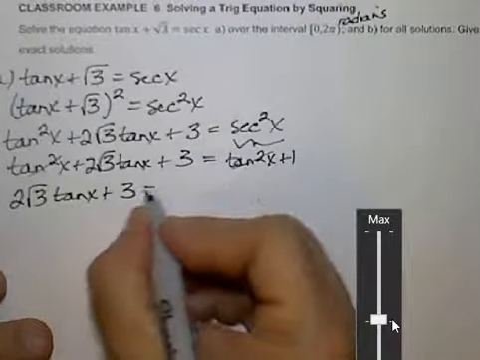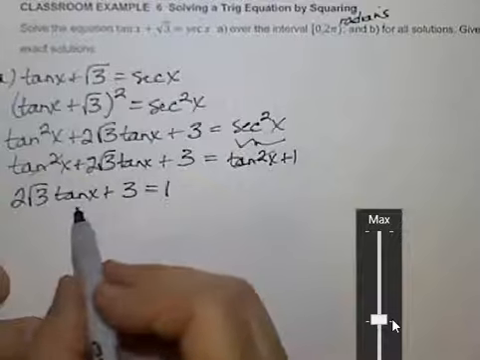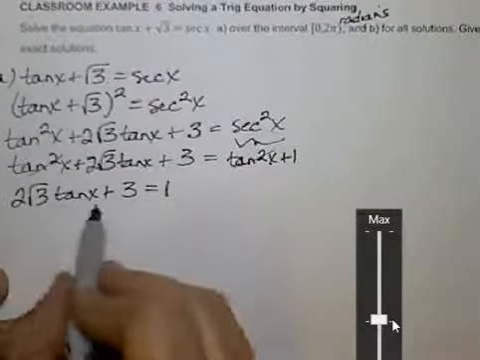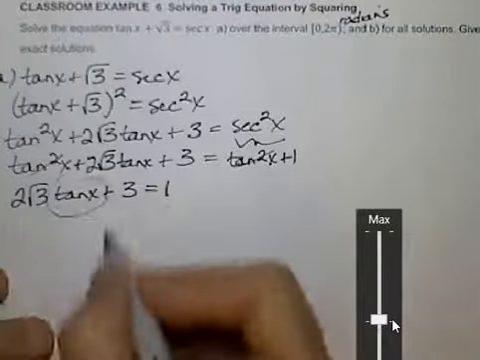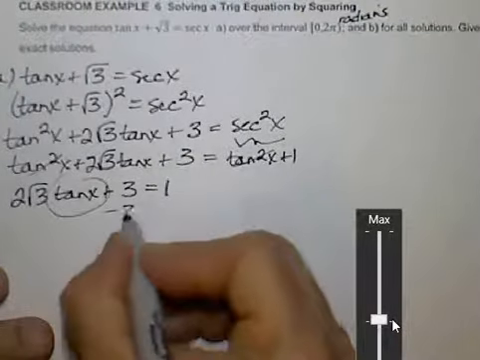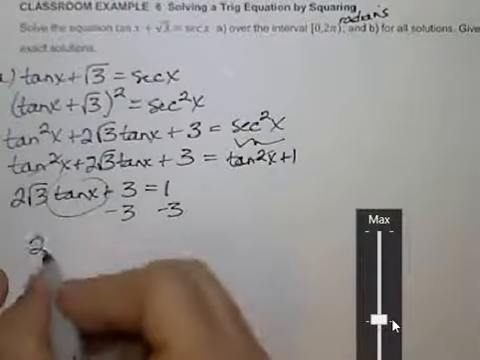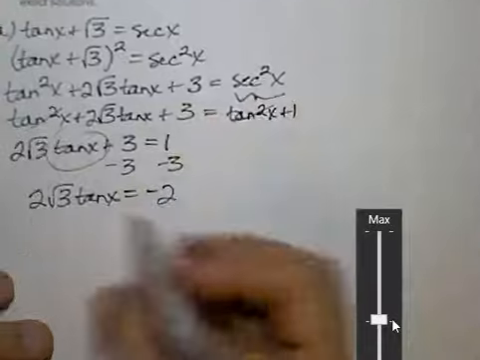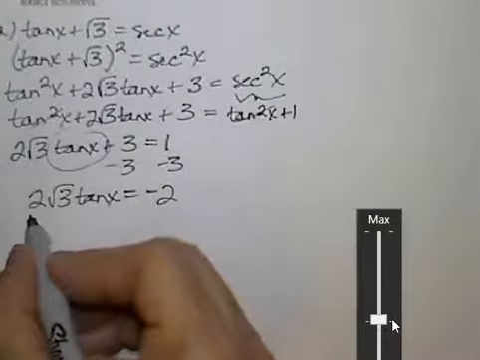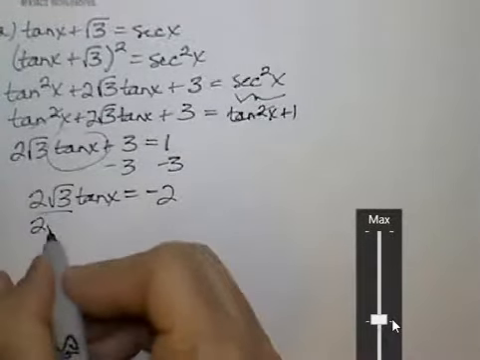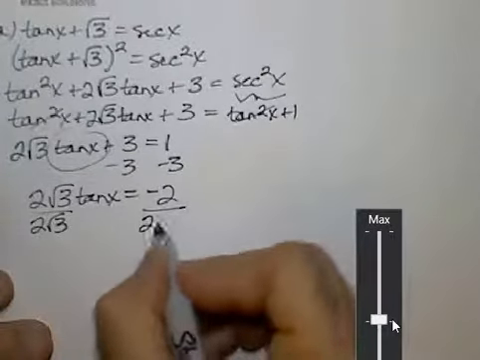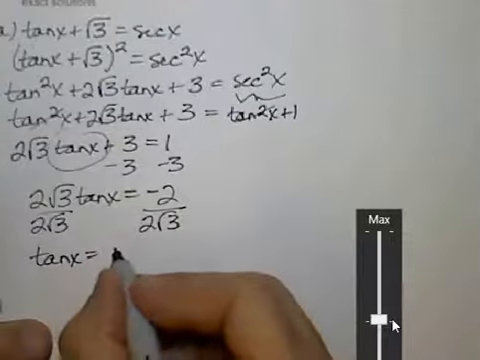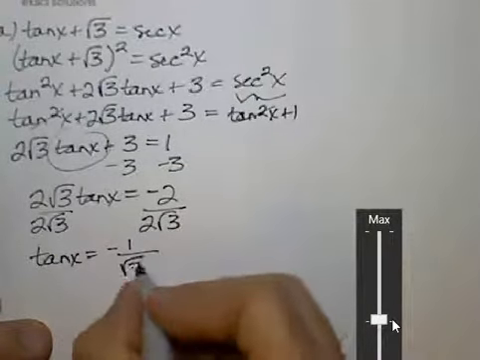Then with what we have left, this is actually now a linear form equation because we just have the one trig function and it's not squared. We want to solve this for the tangent of x. We're going to subtract 3 from each side. And then we can divide both sides by 2 times the square root of 3. That gives us tangent of x equals -1 over the square root of 3.